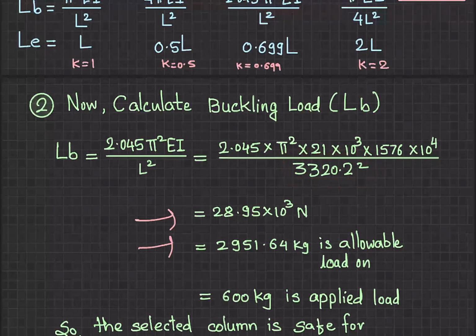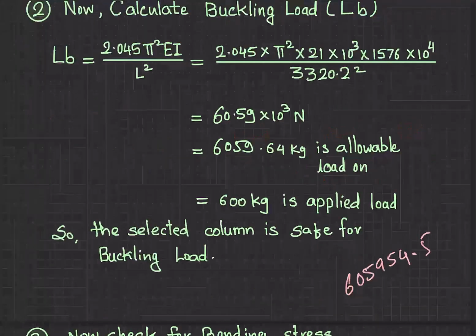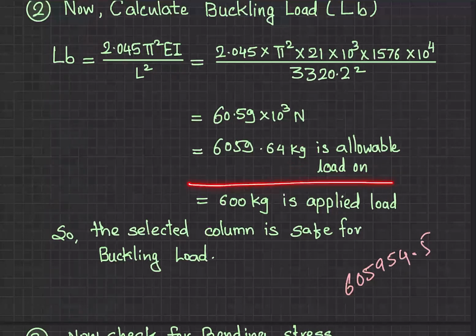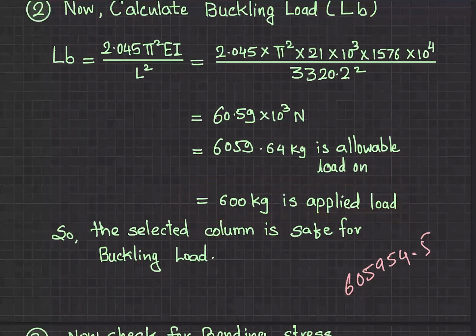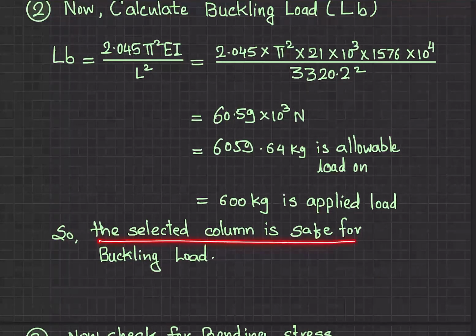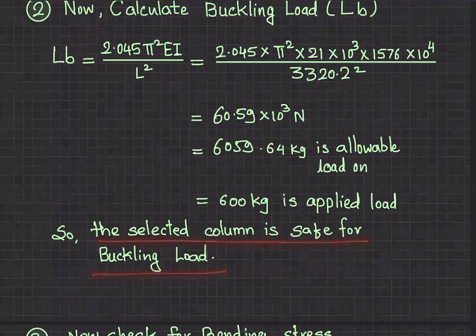So once you put all these values in the formula, the answer comes 60.59 into 10 raised to 3 Newton, which is called 6059 kg allowable load on the column, and we are putting barely 600 kgs load on the column. Here this condition actually gives us a chance to reduce the size of the column, so we can reduce the size if needed. So the selected column in this case is safe for buckling.